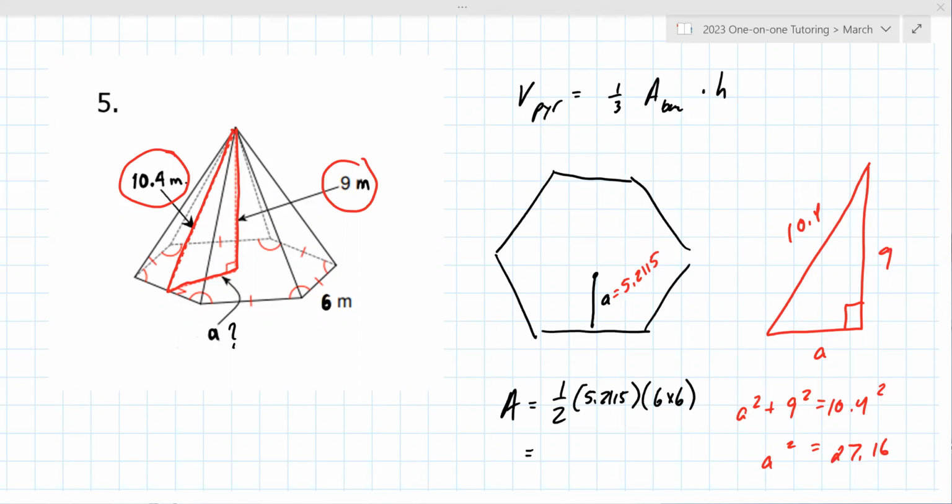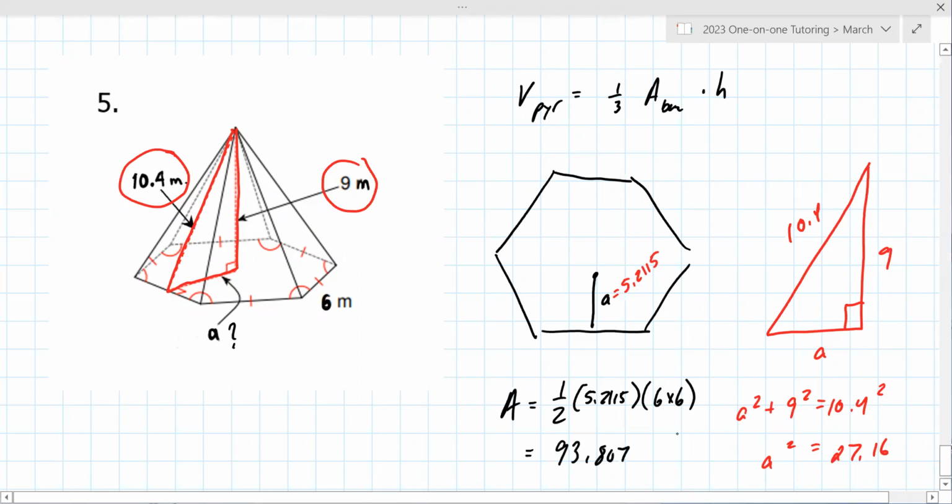Let me know what you come up with for that. Okay, I got 93.807. So maybe go out again to 4 decimal places because you're going to reuse that value. I'm sorry, 93.8075. Okay. And that's the area of your base. So now we're ready to actually find the volume of the pyramid if we know the height. Do we know the height of the pyramid? It is 9. Yeah.